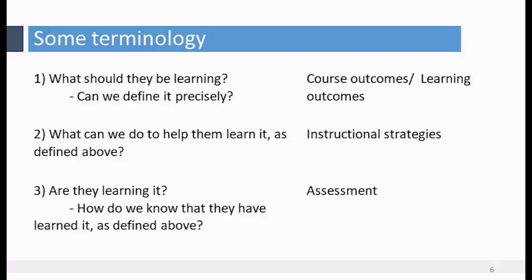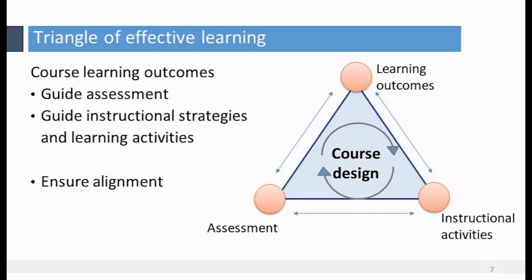There are 3 basically questions that we have to ask. One is we have to be very clear as to what we want them to learn. I'll come to exactly what that means in a moment. So the first question is what should they be learning? Can we define it as precisely as we can? The second point is, what can we do as instructors to help them to learn it? Those are the instruction strategies. And at the end, we want to assess how well they are learning it. So that's the assessment. This is called your triangle of effective learning.